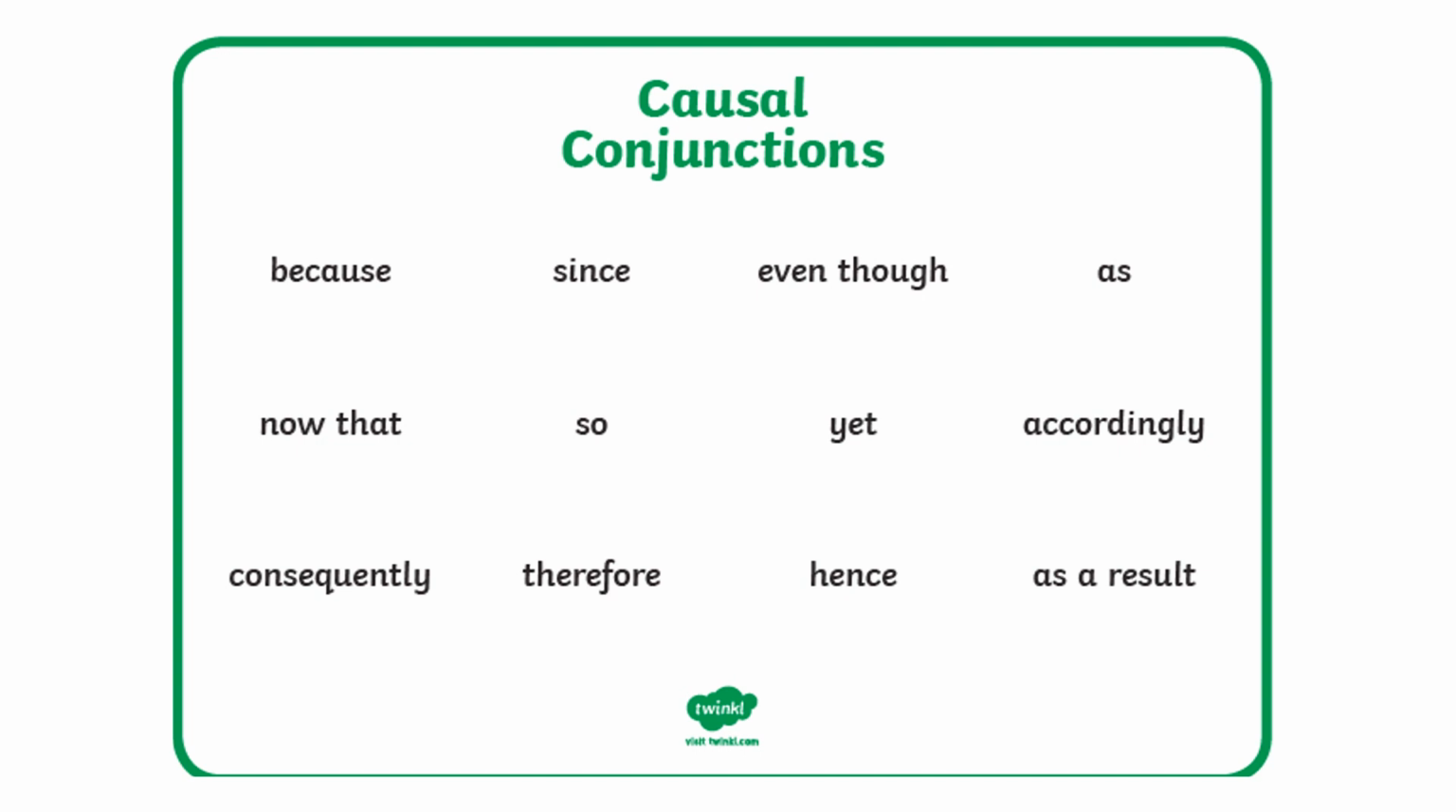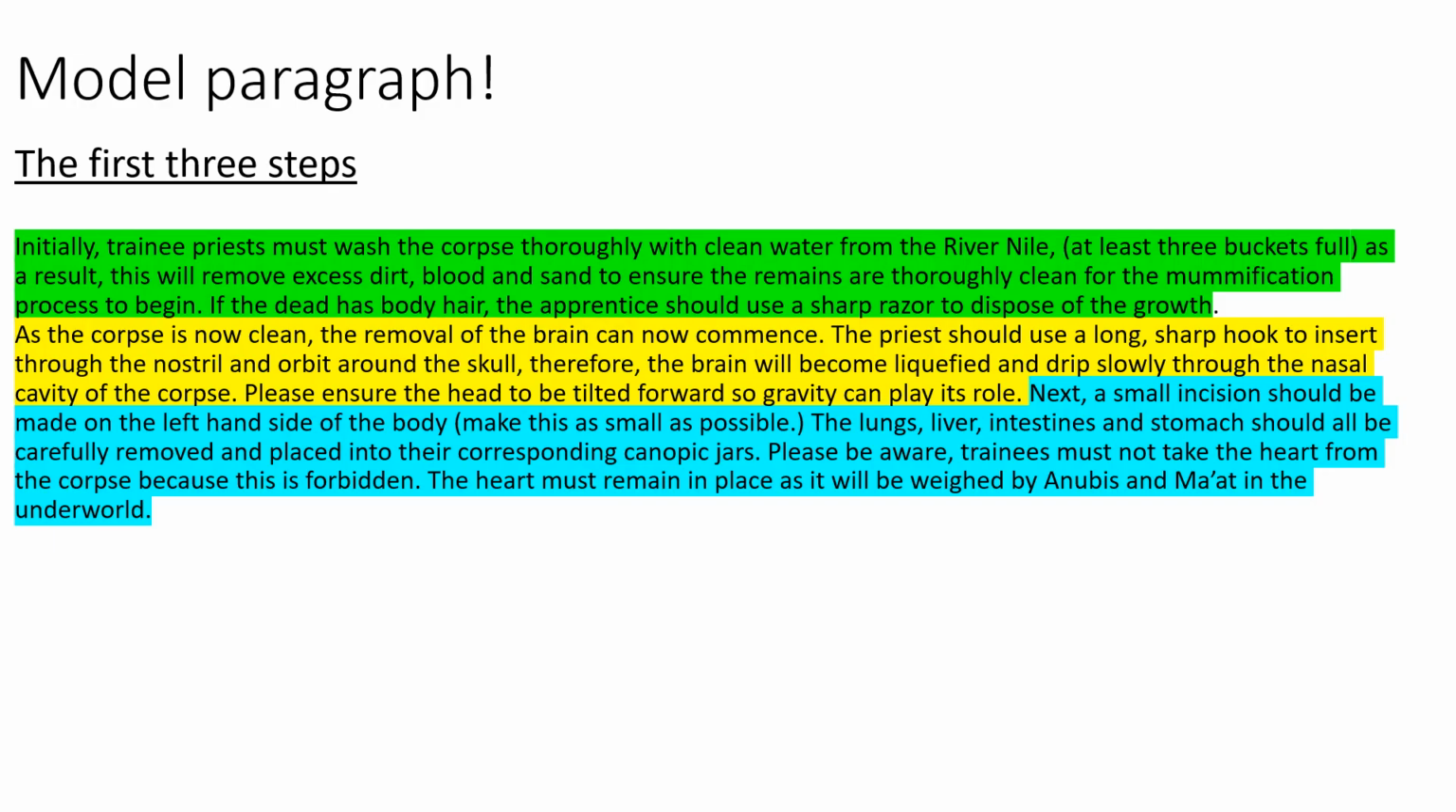So you should be getting quite familiar with these by now. So as you can see in front of you is my model paragraph, and I've got a subheading here which is the first 3 steps, and you can see it's 3 different colours and they represent the first 3 different steps. So we've got green to represent the washing, yellow to represent the brain removal, and the blue to represent the organ removal. So we're going to read it through together.